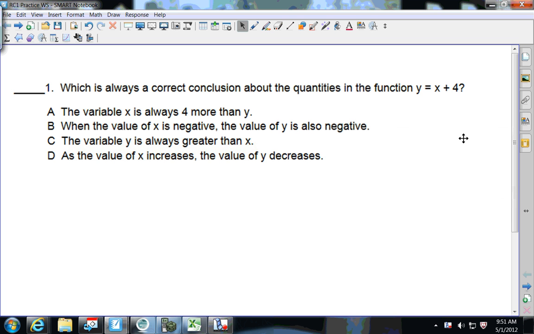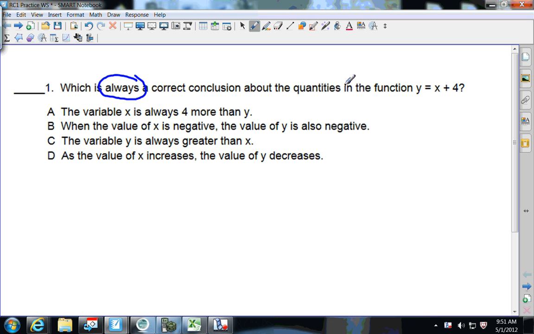Okay, this problem right here says, which is always a correct conclusion about the quantities in the function y equals x plus 4. One of the biggest things that you want to see is the word always. That means you need to look and see if you can find one place where this is not true, then it is wrong. It says the variable x is always 4 more than y.